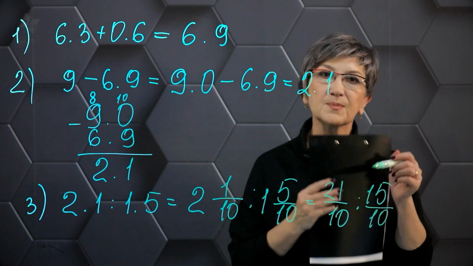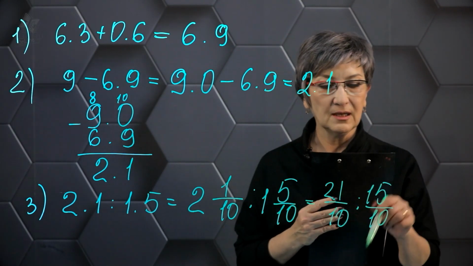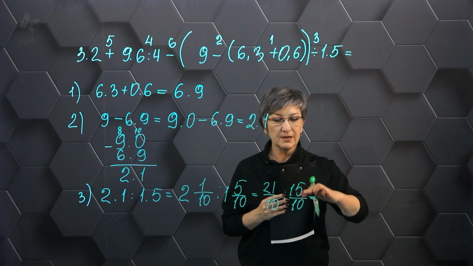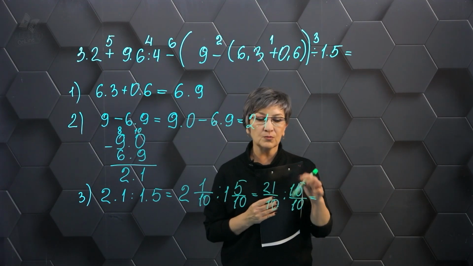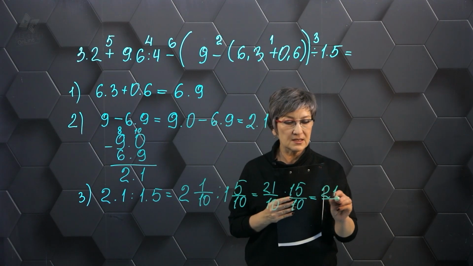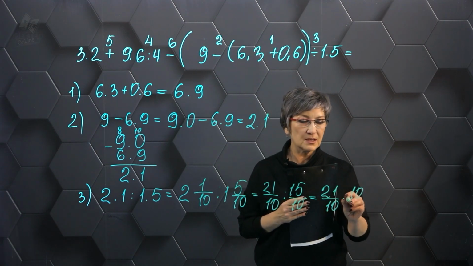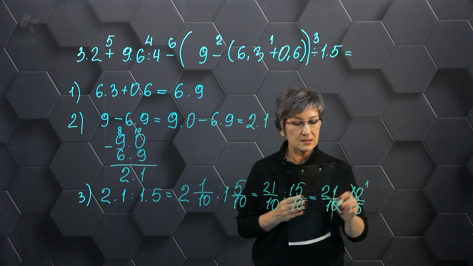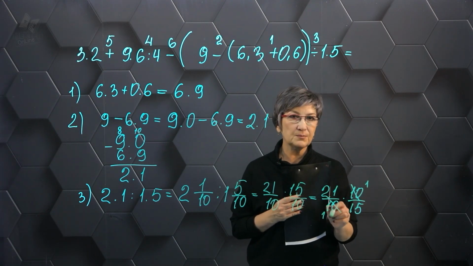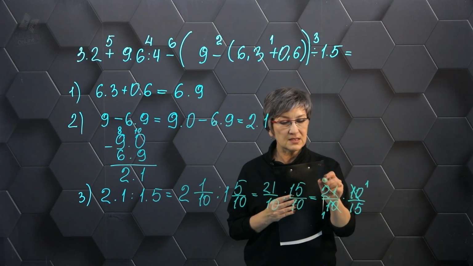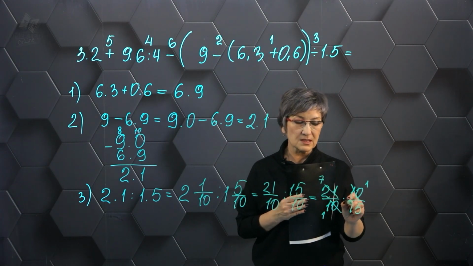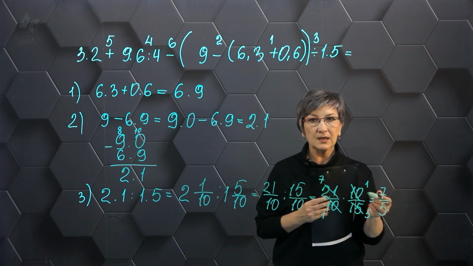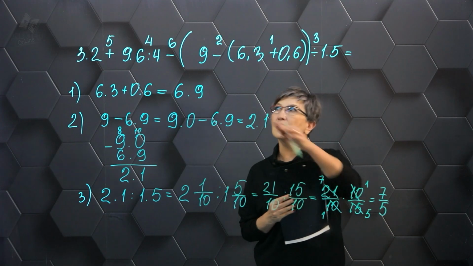And in this case, we remember how to divide fractions by each other. In order to divide a fraction by a fraction, we need to invert the second fraction and replace the division sign with a multiplication sign. That's 21 tenths multiplied by 10 fifteenths. 10 and 10 we divide by 10, it remains 1 and 1. And 21 and 15 we divide by 3. 21 divided by 3 is 7, 15 divided by 3 is 5. The result is 7/5. Of course, I could leave it like that.